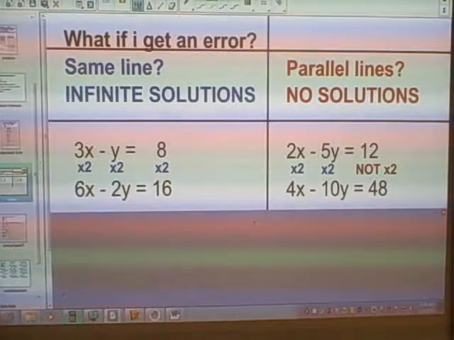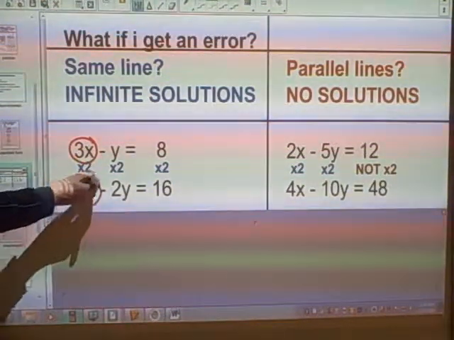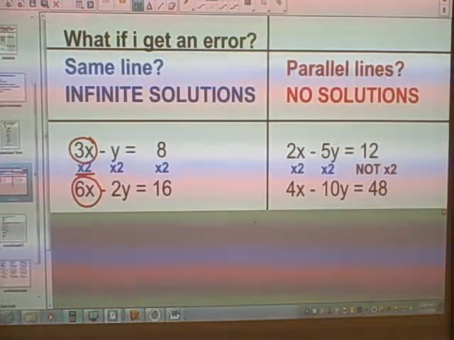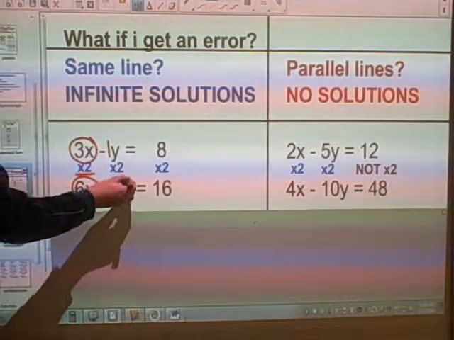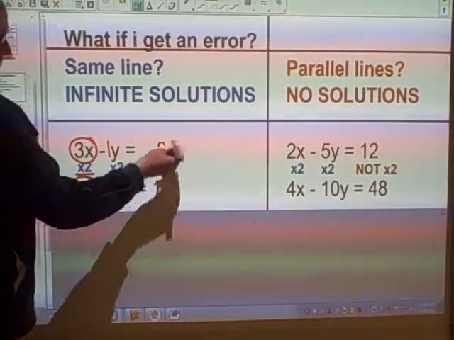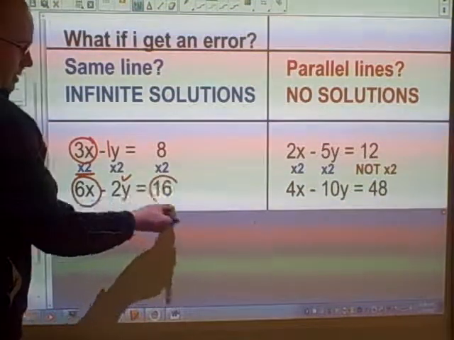If they're in standard form, it's not quite so easy. You have to look at what you are multiplying by. So you'd look at the 3x and you'd look at the 6x and say, oh, I'm times it by 2. And then you've got to check, are you always times it by 2? So negative 1 times 2 is negative 2, so that one's good. And then we check the last one. If we times this, do we get the same number we're supposed to get? So 8 times 2, it is 16.